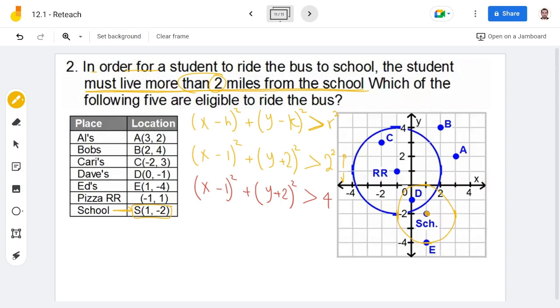Now if I ask you who is going to get a ride using the bus, the ones getting the ride are point A, point B, point C, and that's it. A, B, C will get the ride because all of these are greater than the radius, so all of these will go by the bus. I hope you understand the questions.